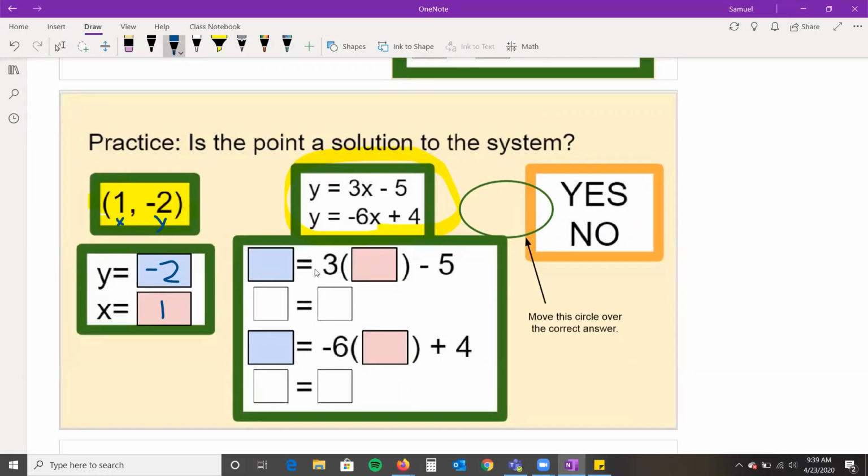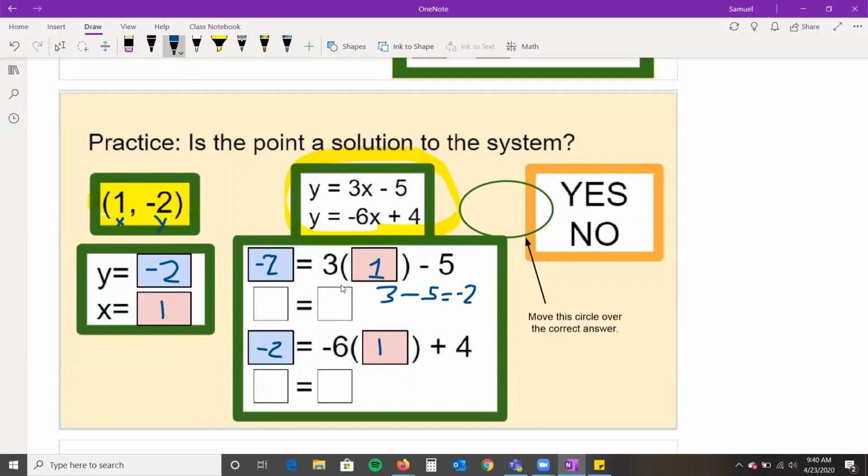Then we plug in our values. We say, okay, this first equation says y equals 3x minus 5. So y is actually a negative 2 now, and x is a 1. Okay, and then same thing down here. Y is a negative 2. X is 1. And now we multiply and solve now that we substituted those numbers in. So 3 times 1 is 3, minus 5 is then negative 2, right?